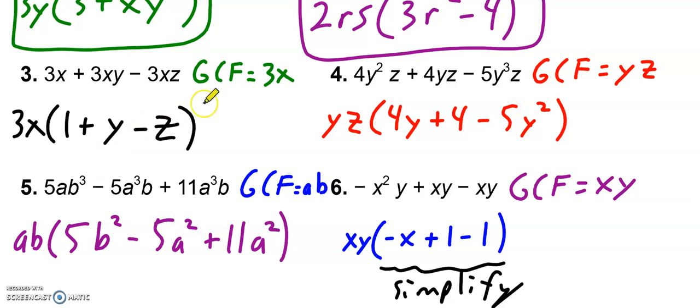All right, so hopefully you got that for number 3, the greatest common factor is 3x. And I see that because each term has a 3, each term has an x, this one has a y, and this one has a z, but neither of the other ones do. So I take out a 3x, and here I'm left with 1.